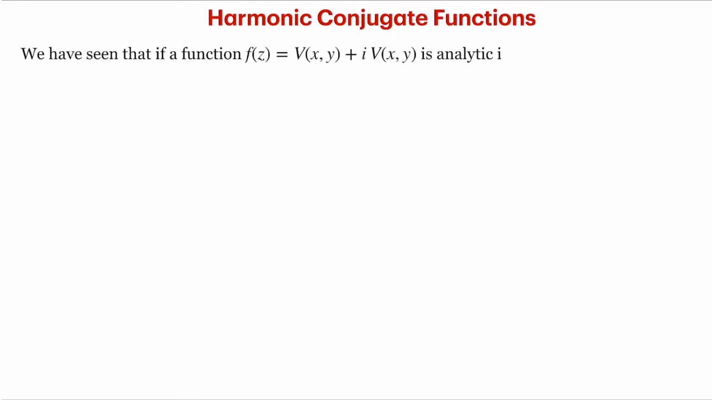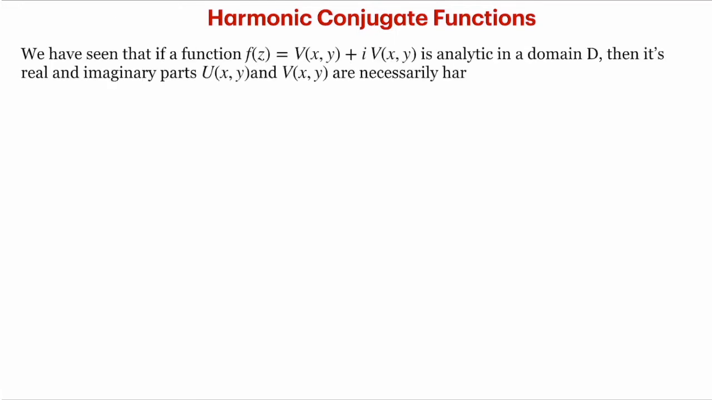Let's define what is called the harmonic conjugate function. We have seen that if the function f of z is equal to u of x, y plus i times v of x, y, and is analytic in some domain, then both the real and imaginary parts, u of x, y and v of x, y, are necessarily harmonic. So this is a property of an analytic function. Both the real part and the imaginary part are harmonic functions.